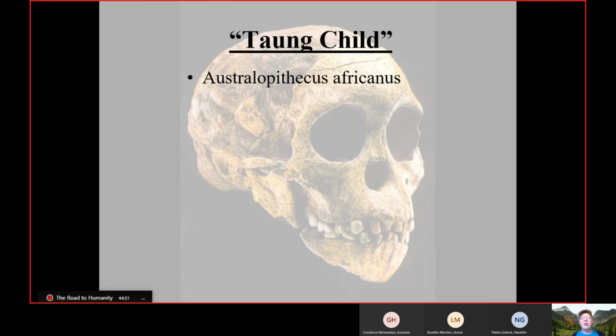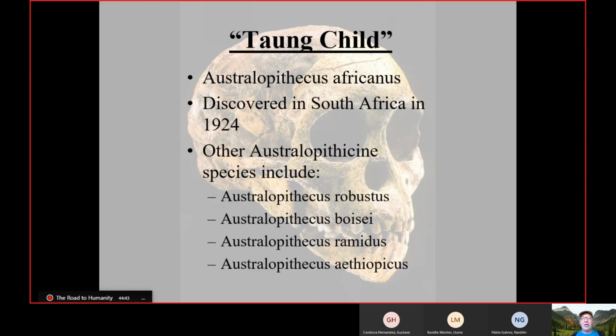Here's another Australopithecus, and that's the picture we started with. Different species now, Australopithecus africanus, discovered in South Africa in 1924. And we have since then found other Australopithecine species. There's even more than on this list. All of these have been found in different parts of Africa, which is why I say all humans are African.